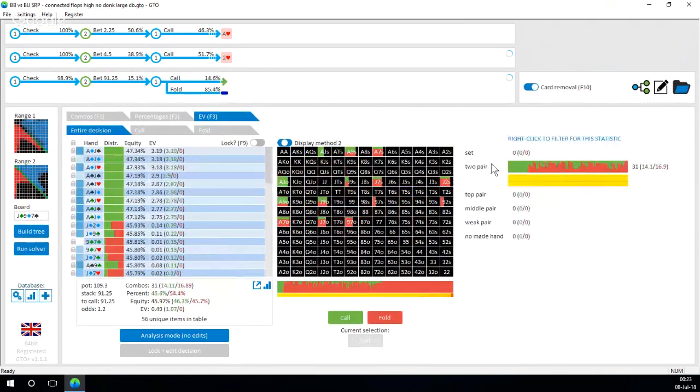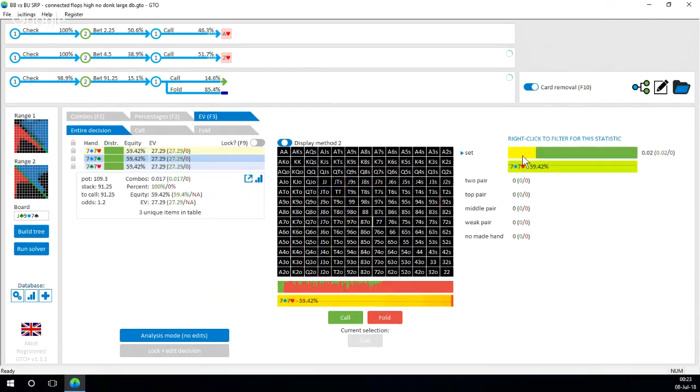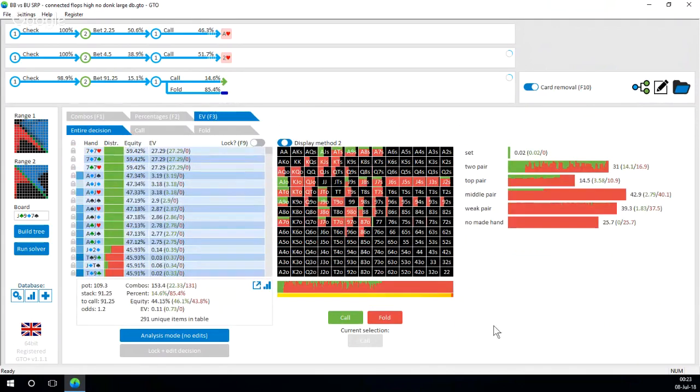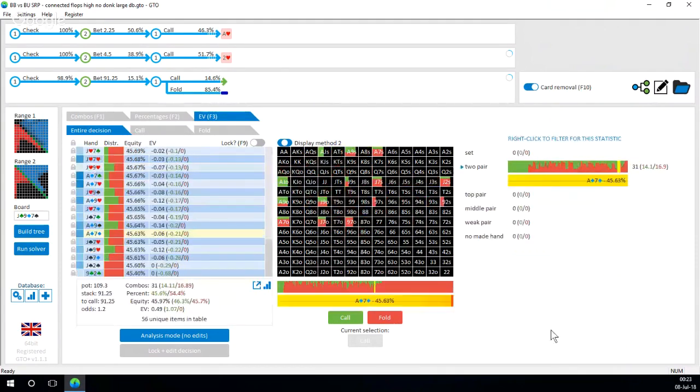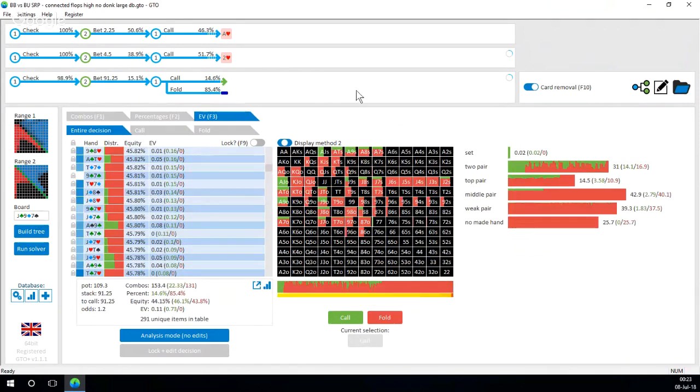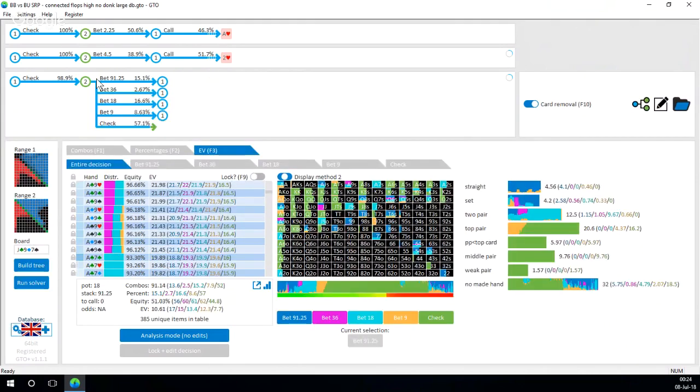Right, and then you can see that they're pretty capped. The strongest they hit is two pair, which they call on the turn. So they never have a straight, and they almost never have any sets. The sets are very, very low frequency. The straights should have all been raised on the turn, as well as most of the sets, so they're capped at two pair. Because they're capped at two pair, we can very comfortably shove all in with all of our sets, which is what we do.